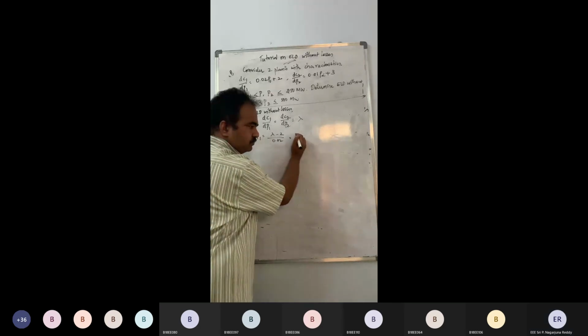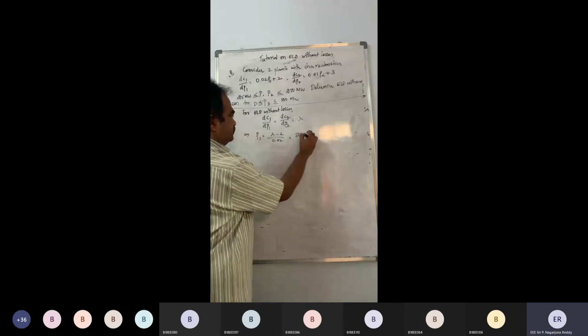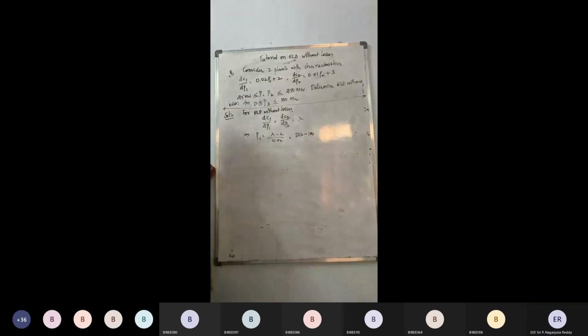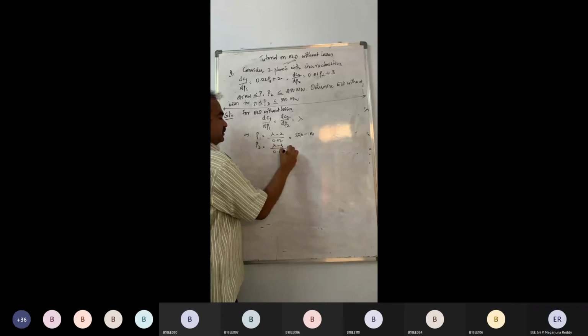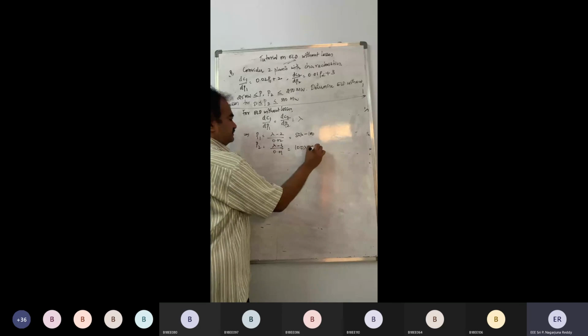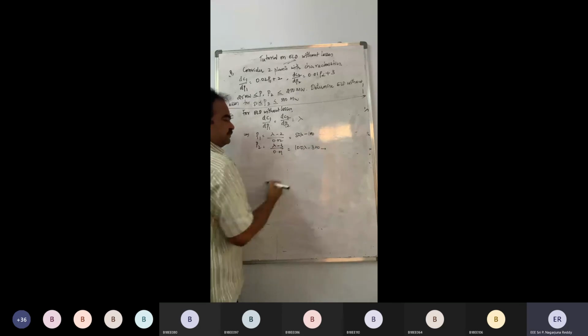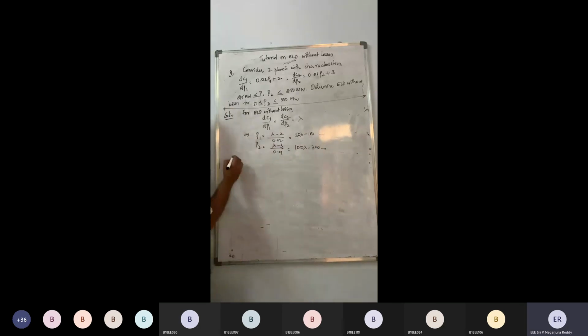This is P1. Next is P2, which is equal to (lambda minus 3) by 0.01. This is nothing but 100 lambda minus 300. This is P1, this is P2. Now I'm going to draw a table again: lambda, P1, P2, and the total, sigma Pi.